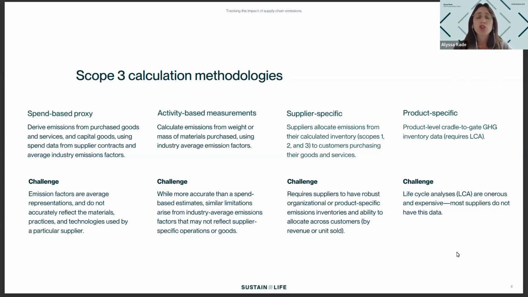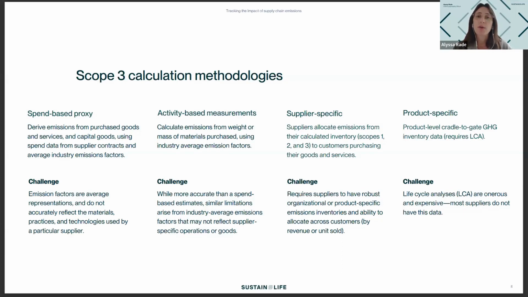So first, and where we see so many of our users start, is a spend-based proxy. And what that means is you're essentially using an economic model. Often it's the US EPA's EEIO dataset. And you're deriving emissions based on the money that you as a business spend on goods and services. The benefit of this is it's using data that companies generally have access to, your expense reports, your bills. And so it's generally where most companies start their efforts.